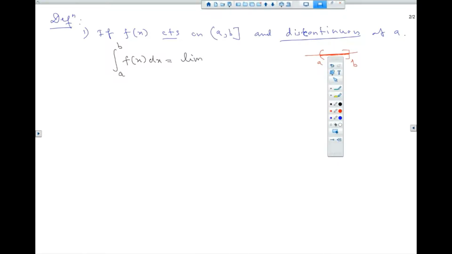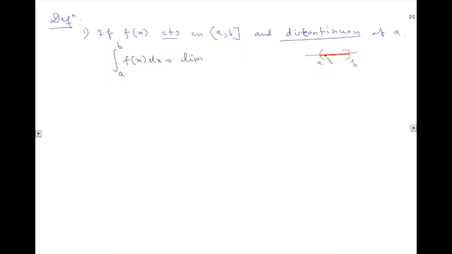We pick a point inside the interval, which I'm going to call c, and then we send c to a from the right, c to a plus. We integrate from c to b of f(x) dx. So we pick a c, integrate from c to b, and then send c to a from the right. That's the first case.